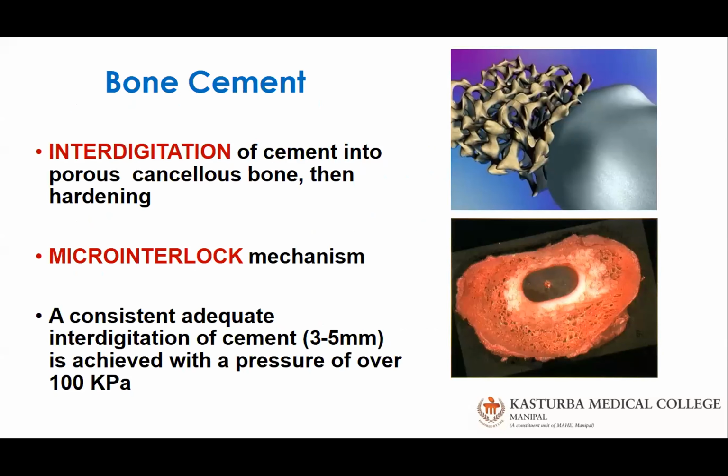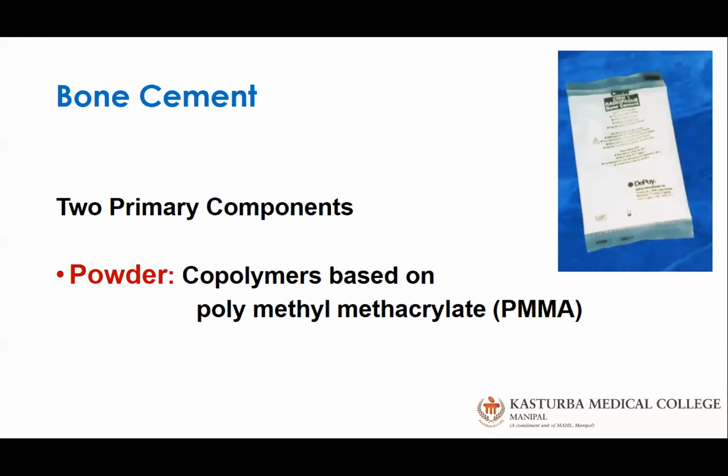What is actually happening when you put in cement? Cement integrates into porous cancellous bone, and when it hardens, by that time it produces a micro-interlock mechanism. To produce this, the cement has to move into these pores under pressure. The pressure usually needed is about 100 kilopascals.